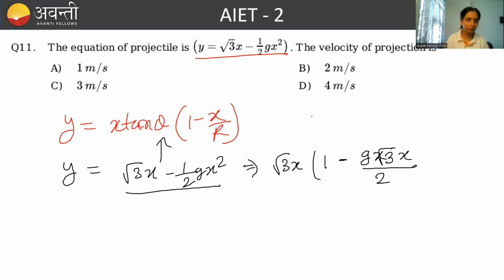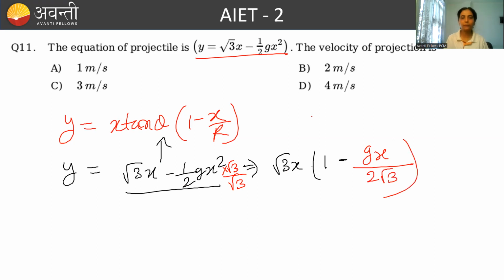Sorry. No, not this one. Take it carefully. Root 3 x I have taken as common. है ना? So if I'm taking root 3 x as common, then I will write here, suppose कर लो यहाँ मैंने root 3 लिख दिया, यहाँ भी root 3 लिख दिया. So root 3 x I have taken as common. So यहाँ पे आप क्या लिखोगे? g x by 2 root 3. Done. So this. Now compare these two equations.